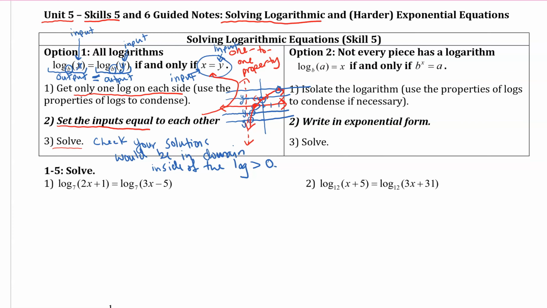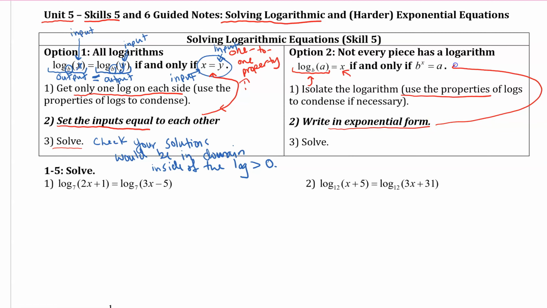Okay, the other type of equation that has logs in it could be where not every single piece has a log. So some pieces have logs and some don't. In that scenario, what you want to try to do is isolate the log so that it looks something like this. You just have one single log, and you need to use properties of logs to be able to do that. And then whatever part didn't have a log, you would isolate that on the other side. So you'd basically get one log on one side and one regular expression on the other side.